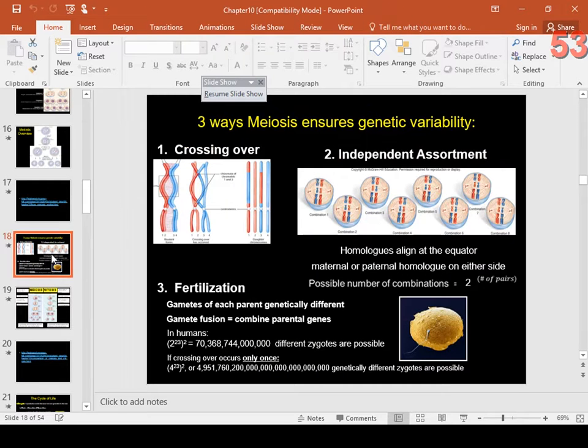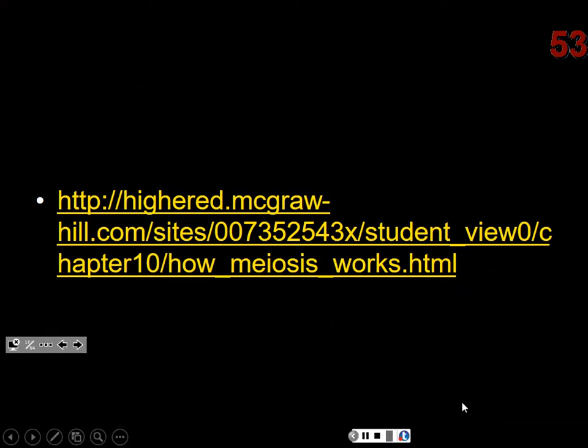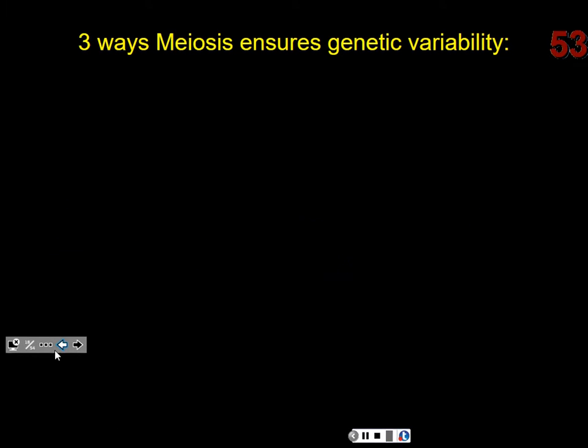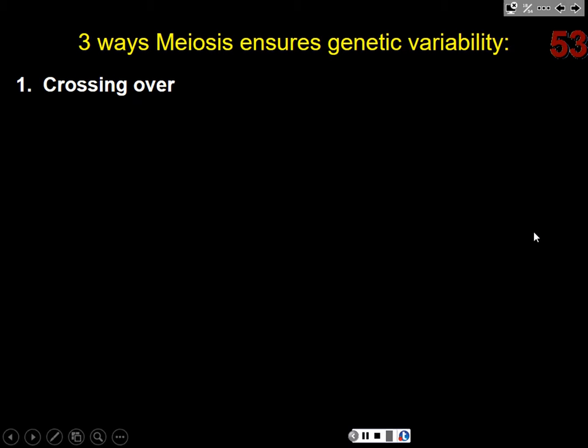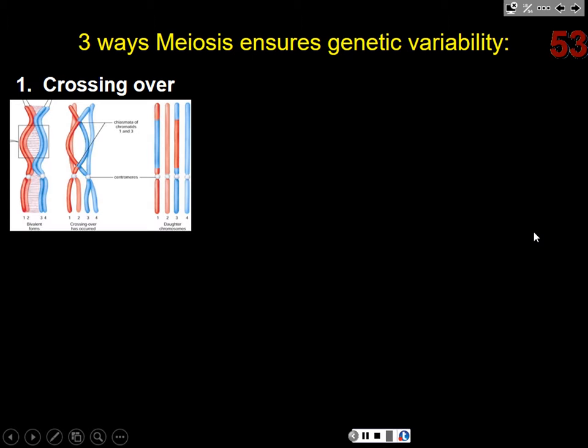Okay, right here. So, 3 ways that meiosis ensures genetic variability. Well, we have crossing over. We saw what that was, where homologous chromosomes come together in prophase 1 and synapse to form a tetrad, and sometimes crossing over takes place.